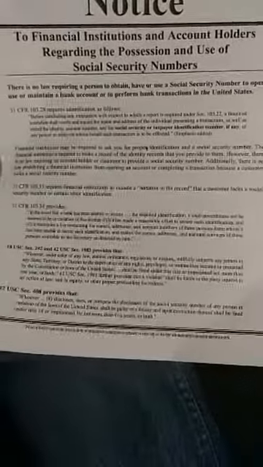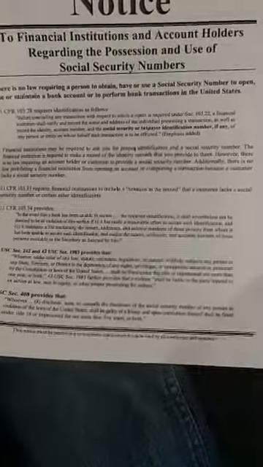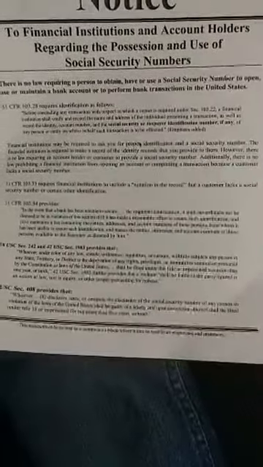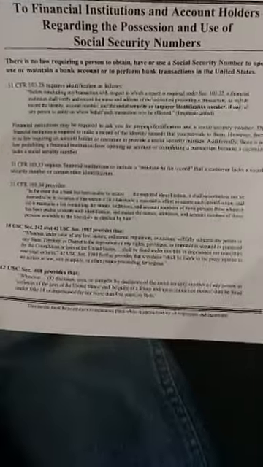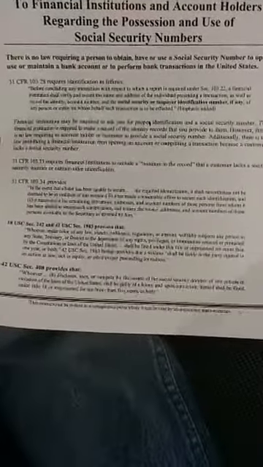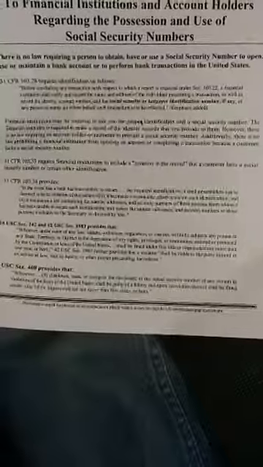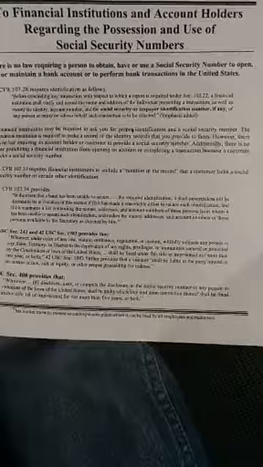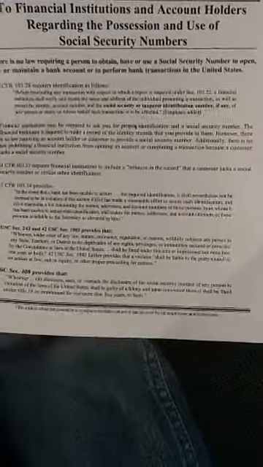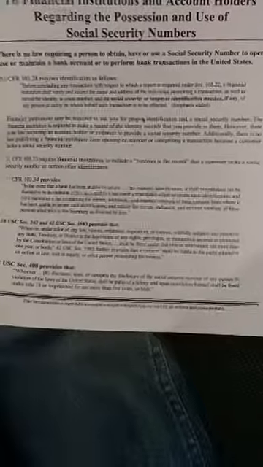Additionally, there is no law prohibiting a financial institution from opening an account or completing a transaction because a customer lacks a social security number. 31 CFR 103.33 requires financial institutions to include a notation in the record, again back to the CIP, that a customer lacks a social security number or certain other identification.